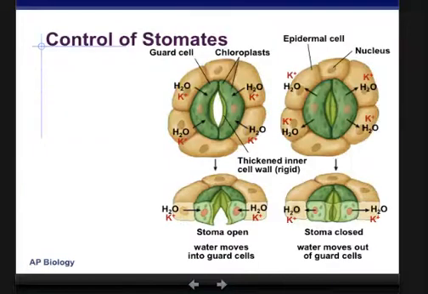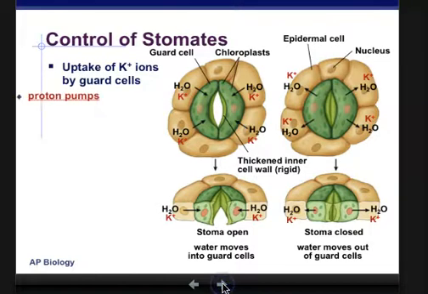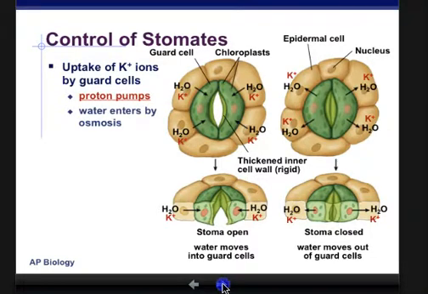Okay, before I get to the questions, there's a slide here that I wanted to show you that I forgot about, just to talk about the control of the stomata, or as she says, stomates here. So this is the anatomy of it. These are called guard cells, surrounded by epidermal cells. The guard cells are the key here. They're what opens and closes.